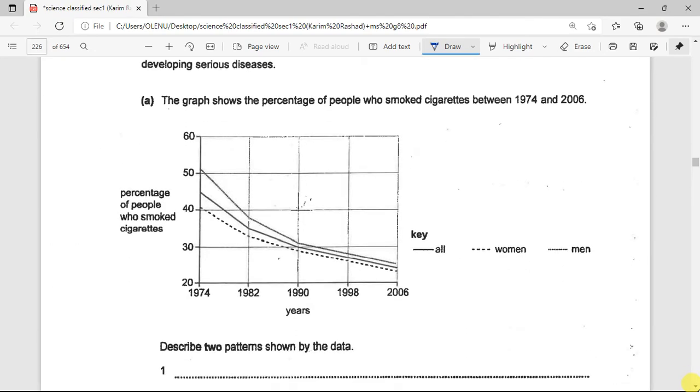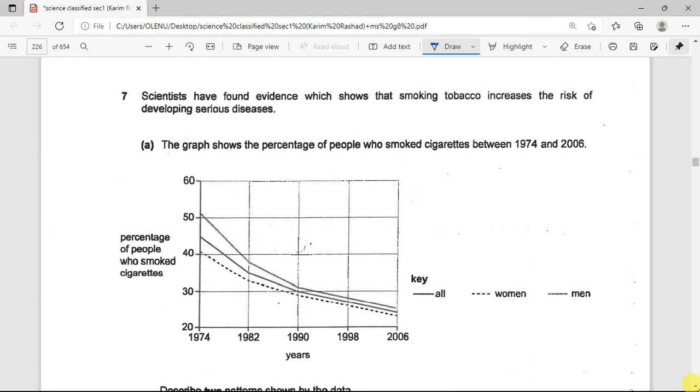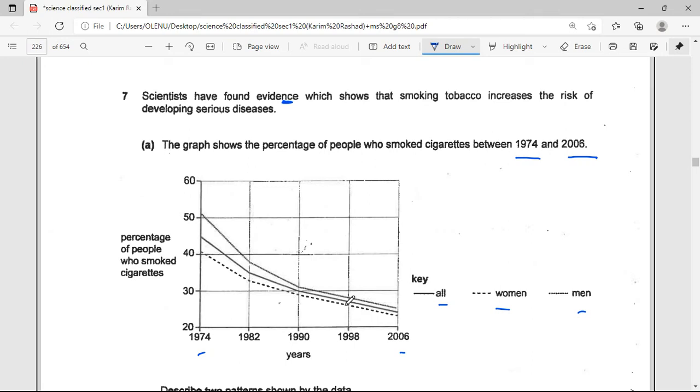Question 7. Scientists have found evidence which shows that smoking tobacco increases the risk of developing serious illness. Now, the graph shows the percentage of people who smoke cigarettes between 1974 and 2006, with a key representing all, male and female. So you find out that generally there has been a decrease in lung cancer from 1974 to 2006 as a result of a decrease in the number of people who smoke cigarettes.